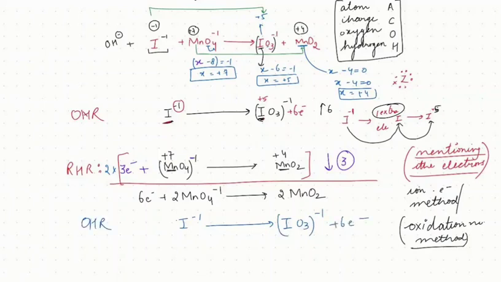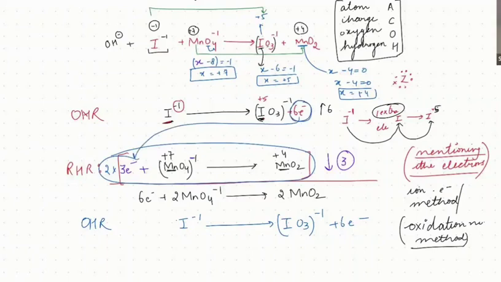And why did I multiply this RHR with 2? So that the number of electrons lost becomes equal to the number of electrons gained. I hope you're understanding. Right? Up till now, any doubts? So I have balanced the atom, I have balanced the charge, I have balanced oxygen and hydrogen. Did you understand?